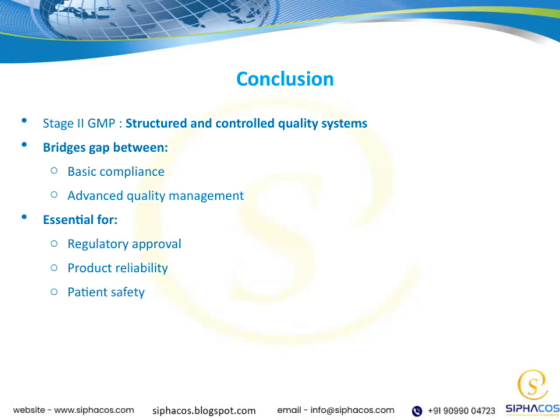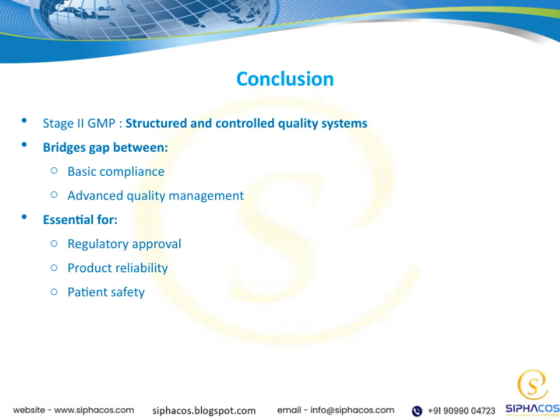Now, moving on to our conclusion. In Stage II GMP, we focus on establishing structured and controlled quality systems. Think of this stage as a bridge that connects basic compliance, what's minimally required, to a more advanced quality management approach. This connection is crucial because it ensures that quality isn't just a checkbox, but a core part of how we operate. Implementing these structured systems is essential for gaining regulatory approval, which is a key milestone in bringing any product to market.